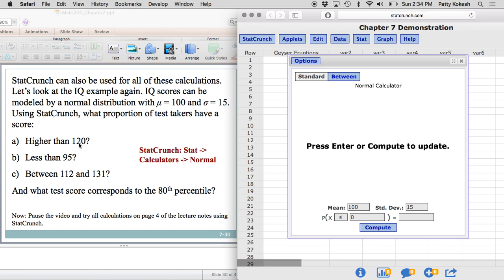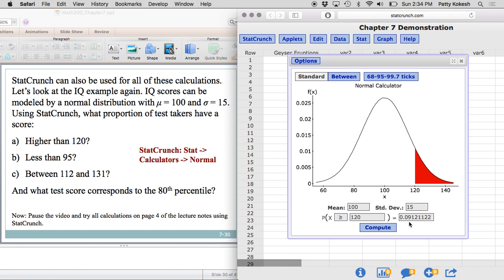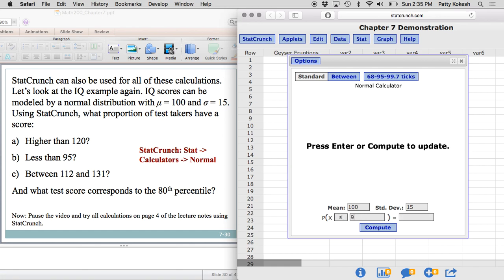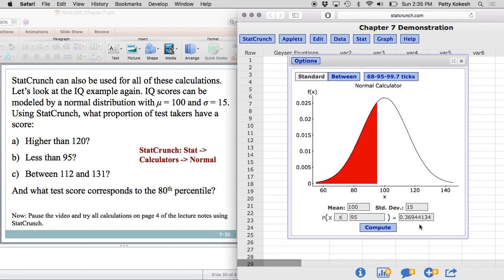And this first one, I want the probability that I get a score that's higher than 120. So all I need to do is change my inequality to higher than 120 and click compute. So this proportion would be 0.0912. This is actually one we did earlier. About 9% of test takers are going to score higher than a 120. Less than 95 for B, I just change the direction of my sign. I type in 95. I can either click enter or compute, and I get 0.36944. So about 37% of test takers score less than a 95.